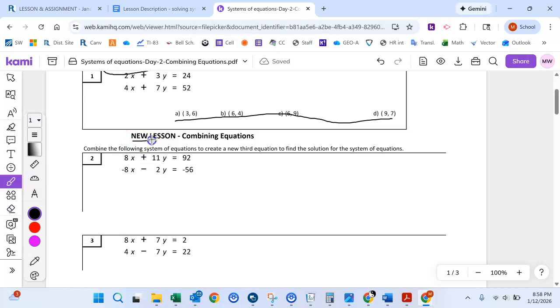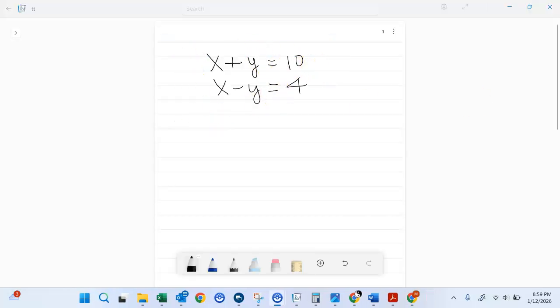But what's new is this kind of question right here. So what we're going to do today is combine the following system of equations to create a new third equation to find the solution for the system of equations. So what I want to show you, I'm going to give you a simple example first. Okay, so let's say for an example, let's say we have these two equations here, right? X plus y is equal to 10, x minus y is equal to 4.